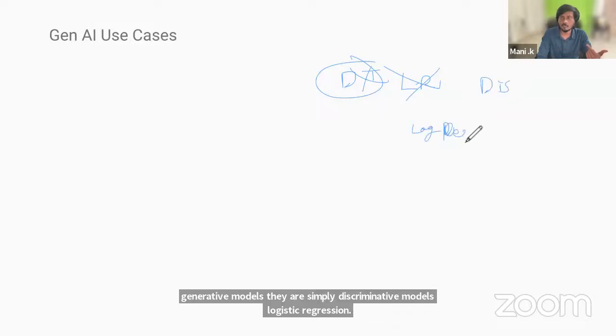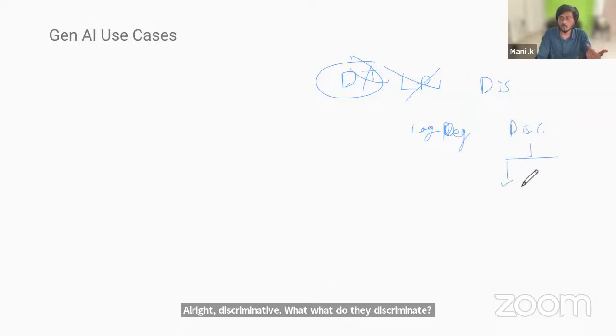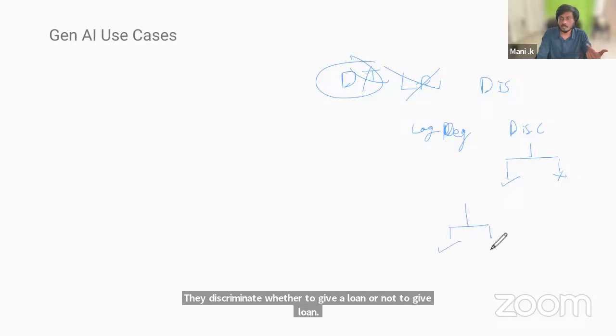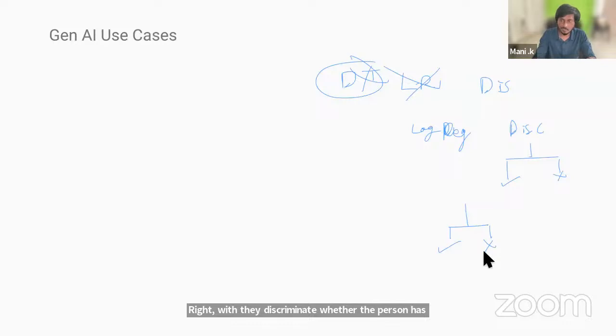All right, discriminative. What do they discriminate? They discriminate whether to give a loan or not to give a loan, right? They discriminate whether the person has cancer or the person does not have cancer. That's a simple example of a model. This is also prediction, right? But it is a smaller level prediction. These are higher level predictions, more complex. So everything comes under AI. Yeah, basically classification, and regression tasks also come under that.